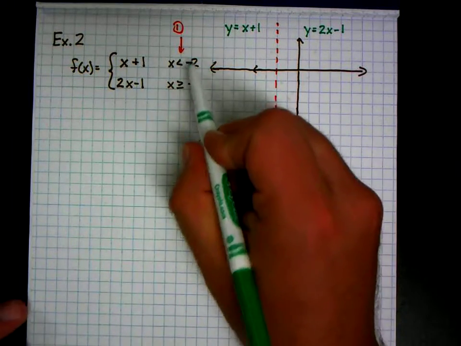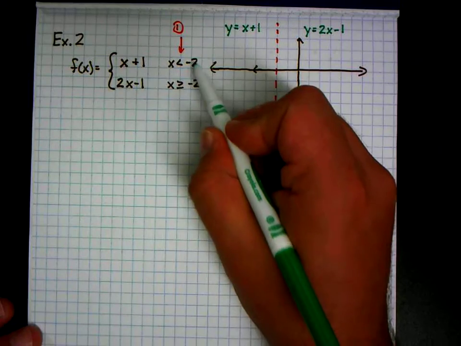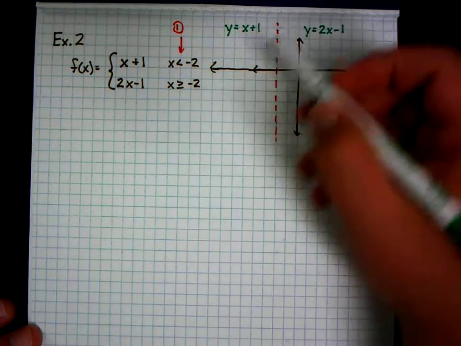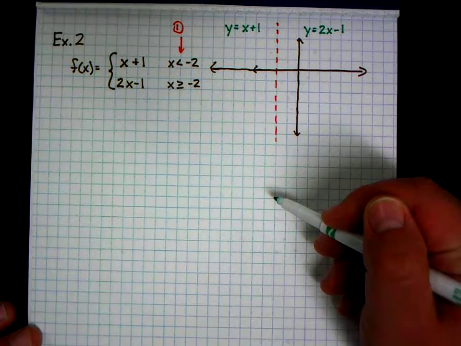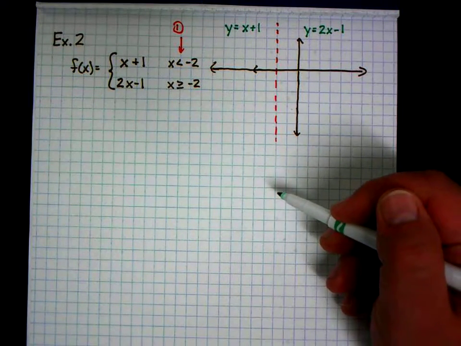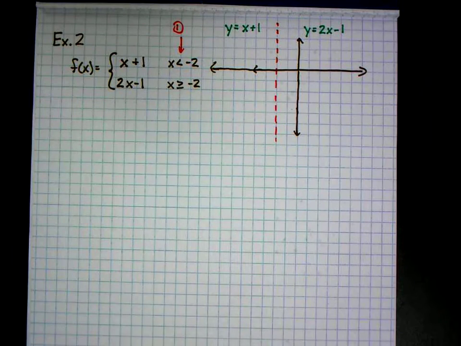Since this tells me that this is where my split is, at -2, I'm literally splitting my graph there. So my top equation has to stay on one side of the line, my bottom equation has to stay on the other side of my line. I'm just making a physical representation of that so that I can see it, so I don't cross my lines.